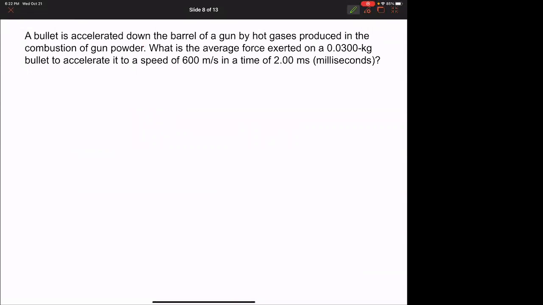All right, you guys try this one. Remember, 2 milliseconds is 2 × 10⁻³ seconds.